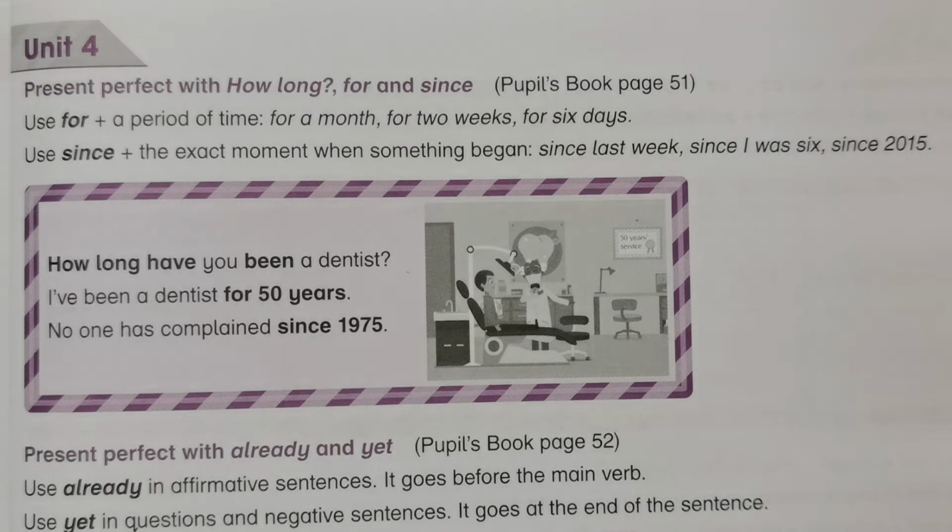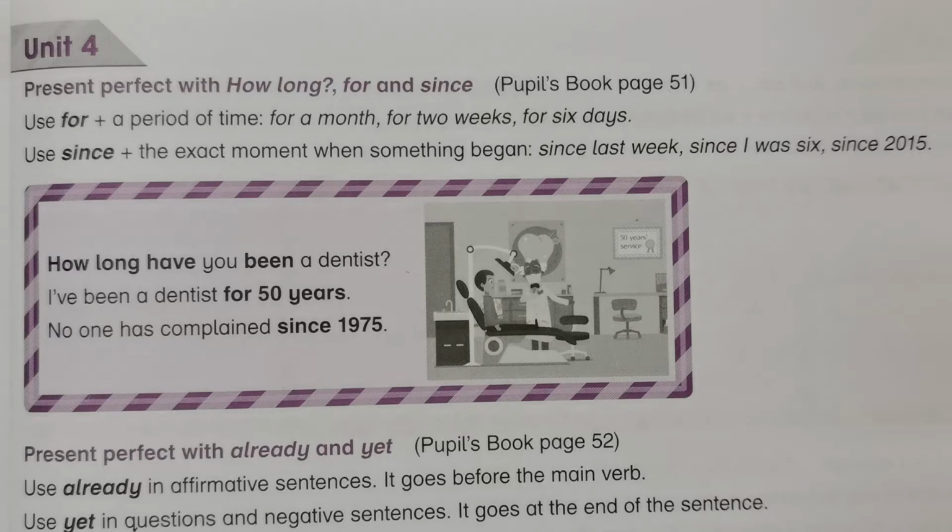Okay, pupils, we are on this Year 6 Academy Stars Workbook on page 121. And then we are on Unit 4. So this is present perfect tense with how long, for, and since. So you may refer to pupils book, page 51 for further reference.